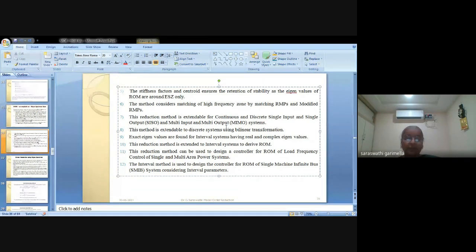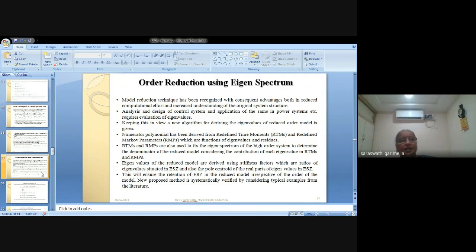I derived one transfer function because for different load angles I considered different thetas. I considered an interval system and successfully designed a controller for both of these, but I am not presenting that now. Next, order reduction using eigenspectrum.